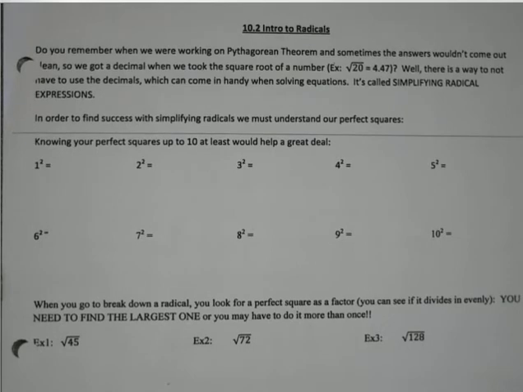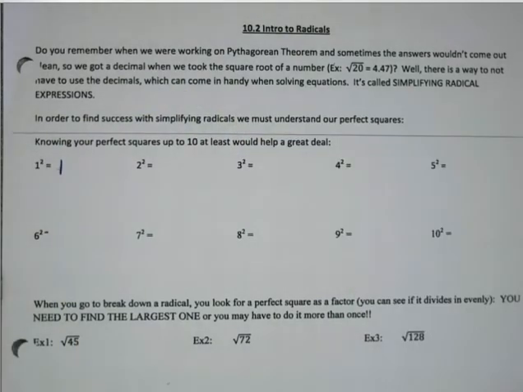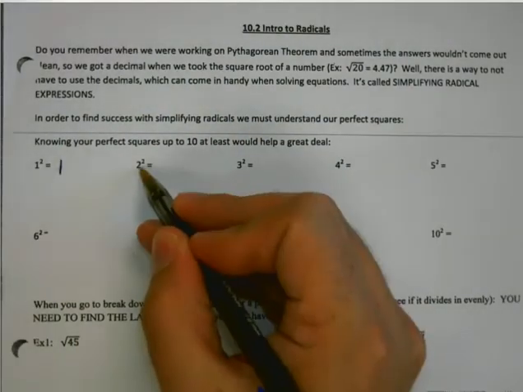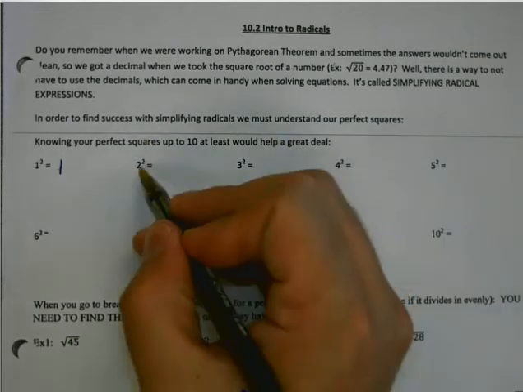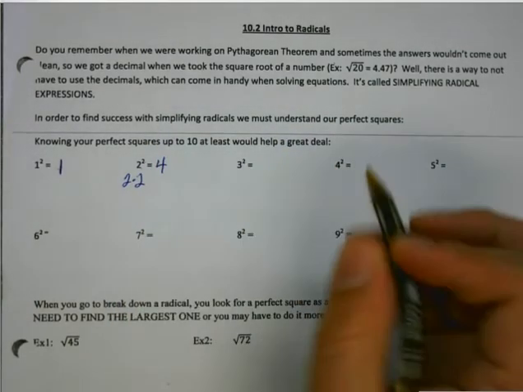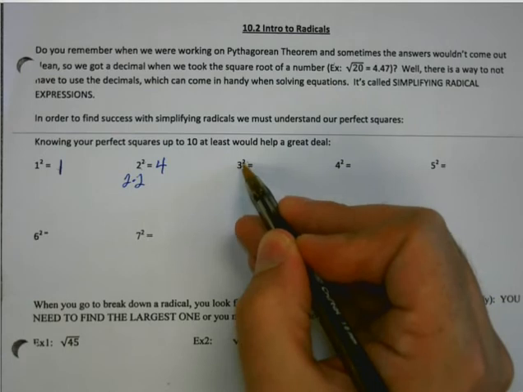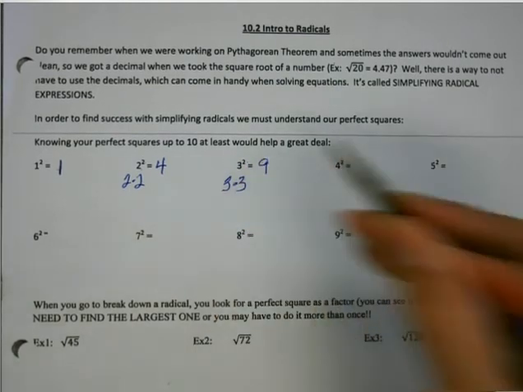The first thing you've got to be able to know when you're doing these is your perfect squares. We'll be talking a lot about these. Again, squares are exponents. Taking something to the second power means we take that number and multiply it by itself. In this case, that does not mean that 3 times 2 is 6. It means 3 times 3 is 9.